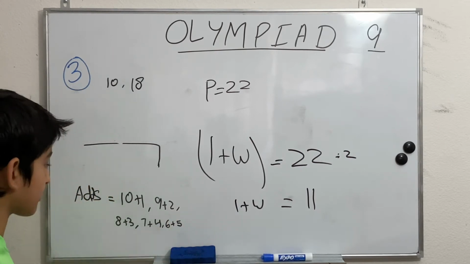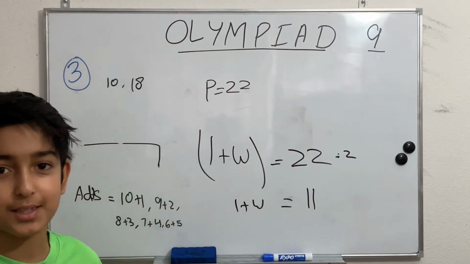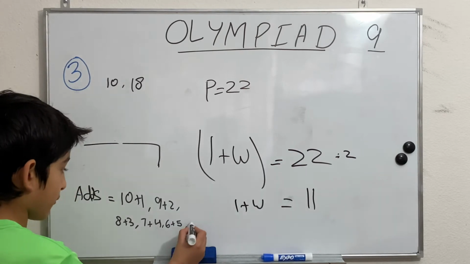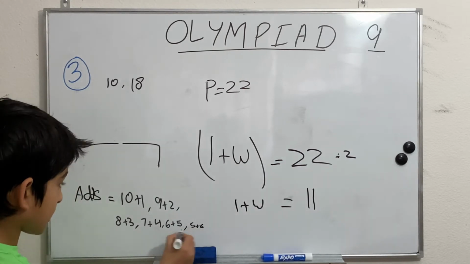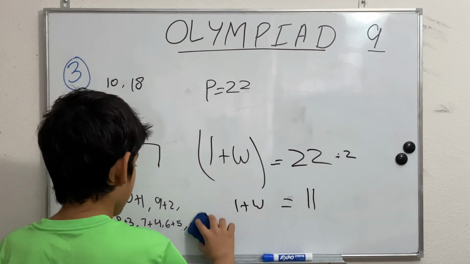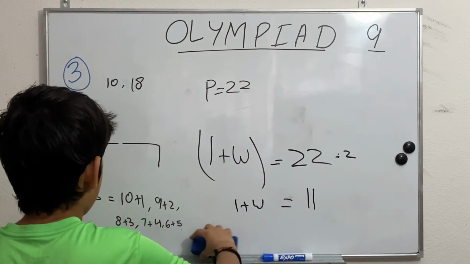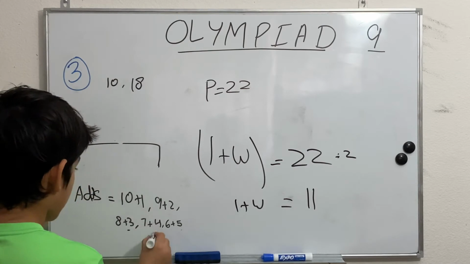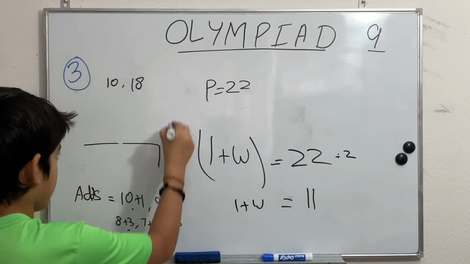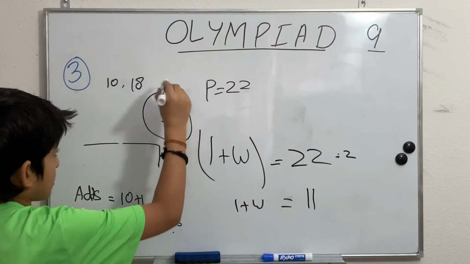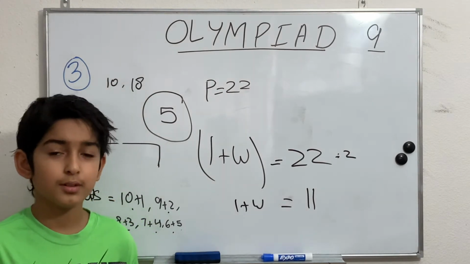and once we do 6 plus 5, then we do 5 plus 6, and it just keeps repeating. Because if we do 5 plus 6, it's the same thing as this. And then if we keep going, it'll be the same thing. So the total number of areas is 1, 2, 3, 4, 5. So the answer should be equal to 5.